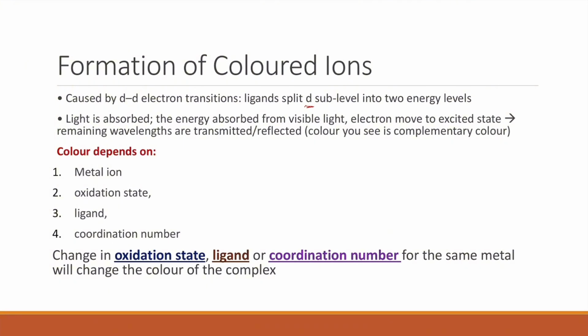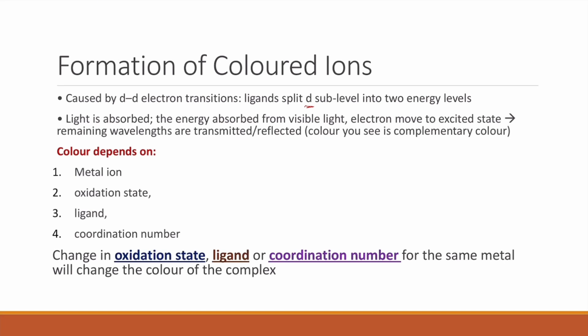The color that you see is the complementary color, or the part of the light that was not absorbed. So this is called the complementary color. The color of the complex of the transition metal will depend on four things. The first thing is the metal ion itself, so depending on which transition metal we are using.